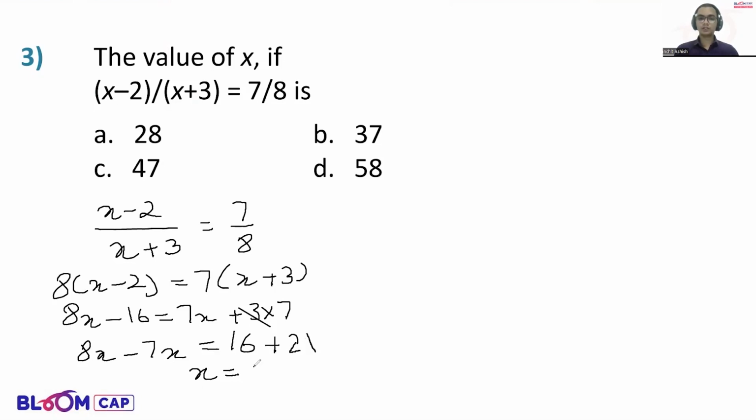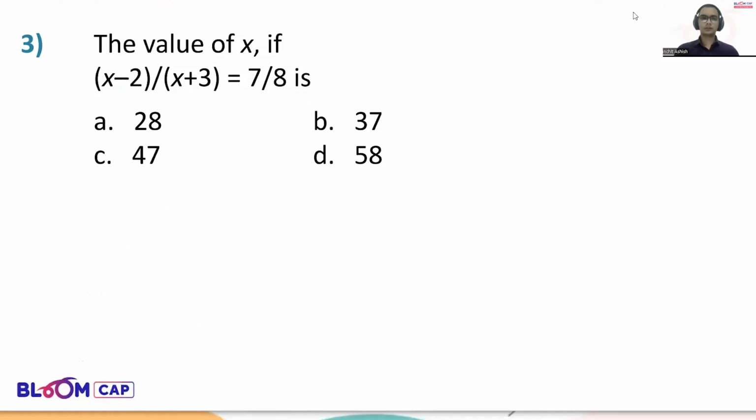It is equal to 37. We get our value as x is equal to 37, which is our answer. So what did we do? We cross multiplied in a sense. We multiplied 8 with this and 7 with this side. We equated them and we got our answer. Right. Now let's move on to the next question.